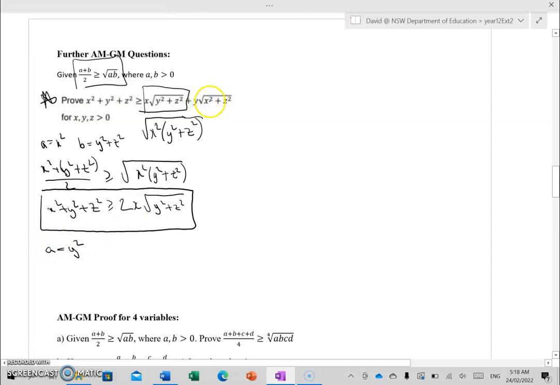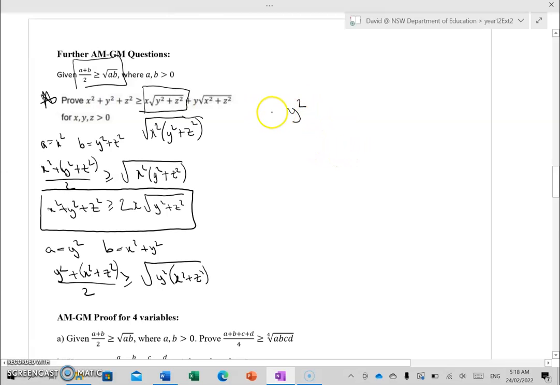So that's one result, and the second result, hopefully you can see they've set a to be y squared if you bring that y under the root, and b to be x squared plus z squared, and you'd get the same sort of result. You get y squared plus x squared plus z squared over 2 greater than or equal to root y squared times x squared plus z squared, which will rearrange to, well, the order doesn't matter, so x squared plus y squared plus z squared to be greater than or equal to 2, and then we'd have the y out the front, root x squared plus z squared.